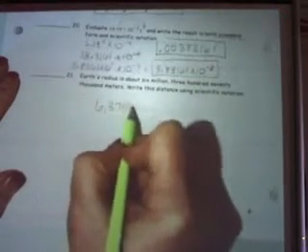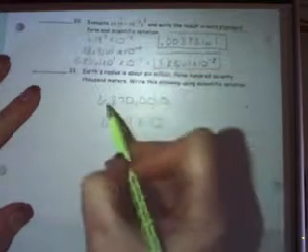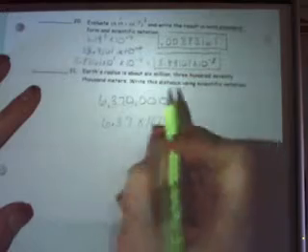And then the last problem says Earth's radius is about 6,370,000 meters. Write this distance using scientific notation. Well, you first have to know how to write it in standard form. 6,370,000. Scientific notation, that's going to be 6.37 times 10 to the 1, 2, 3, 4, 5, 6, 10 to the 6.